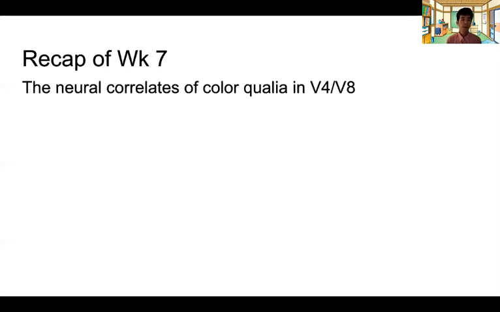So that's sort of the overview of the last 7 weeks. So you now roughly have the basics of the neuroscience of consciousness to consider more advanced topics. And then last week, in particular, we talked about the neural correlates of color qualia, which is likely to be located in V4 or V8.